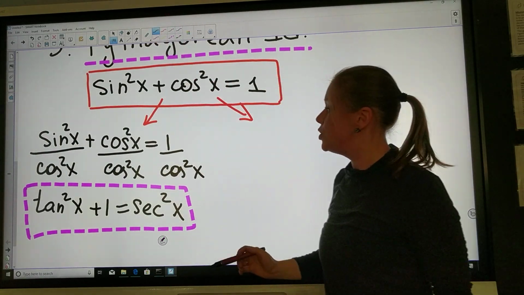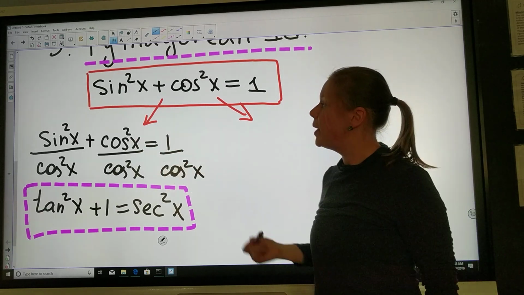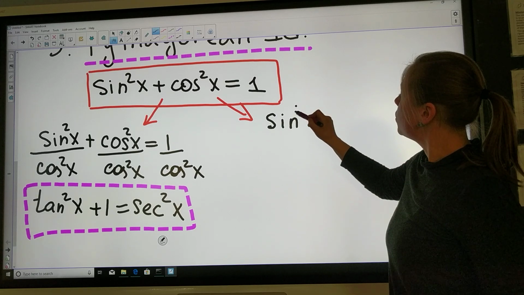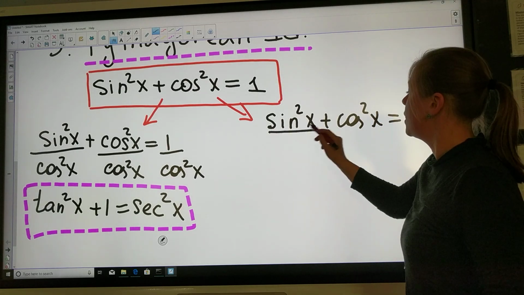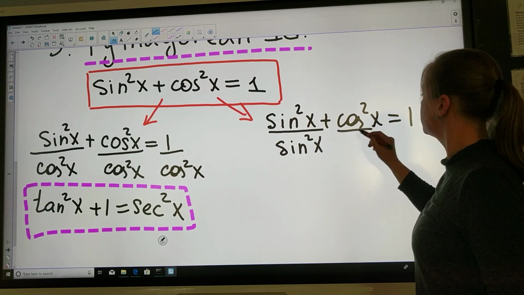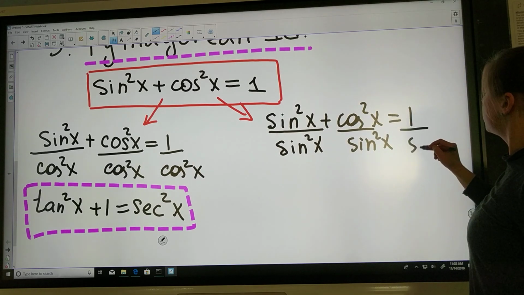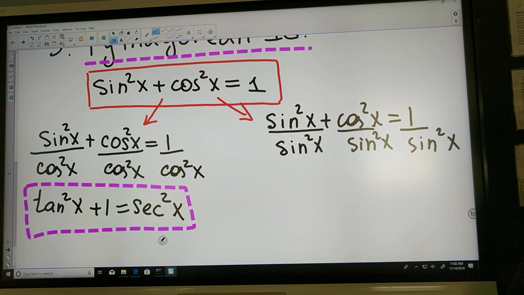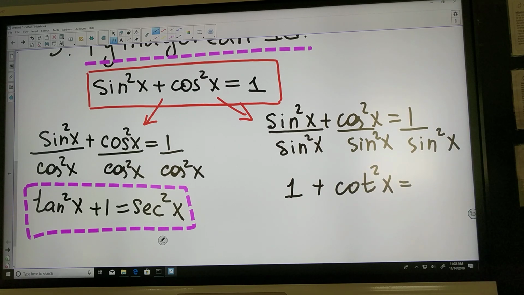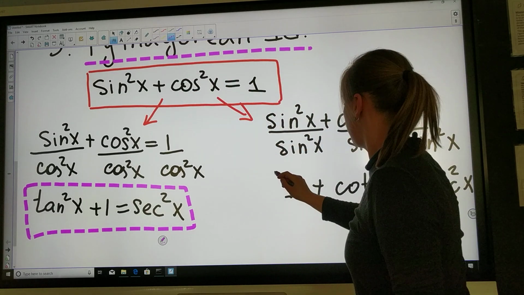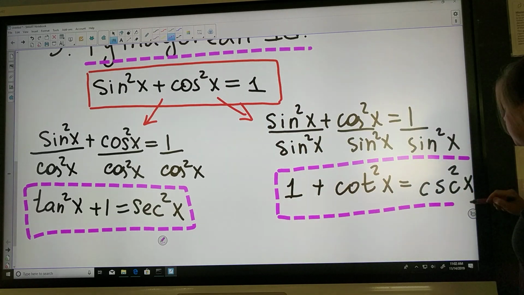I will do the same procedure, but now I will copy the trigonometric identity, sine squared plus cosine squared equals 1, and divide everything by sine squared. Sine squared over sine squared is 1. Cosine over sine is cotangent. So cotangent squared plus 1 equals 1 over sine squared, which is cosecant squared x. This is my third identity, which I can use as well, and which will also be very useful for the benchmark.